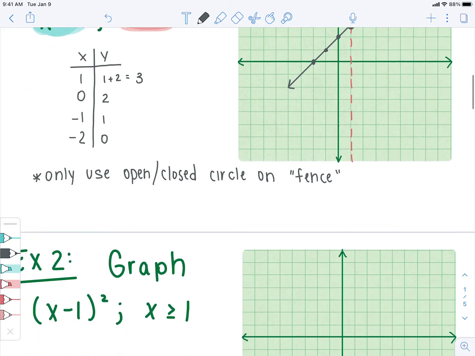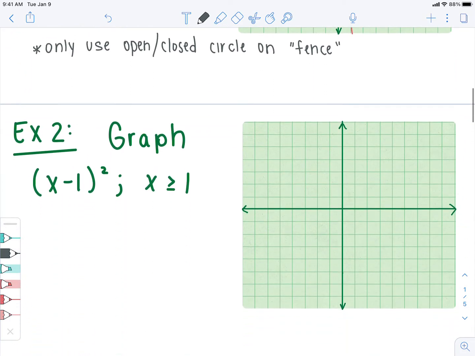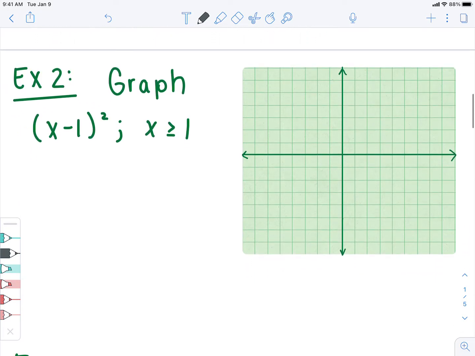What if I spiced it up a little and I gave you x minus 1 all squared for all x values greater than or equal to 1?